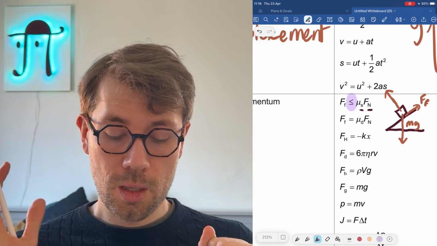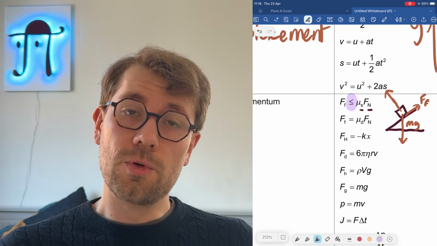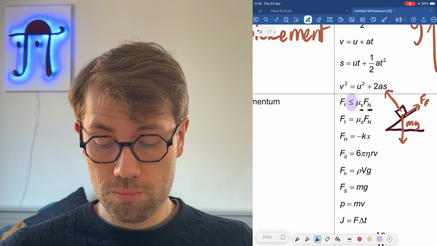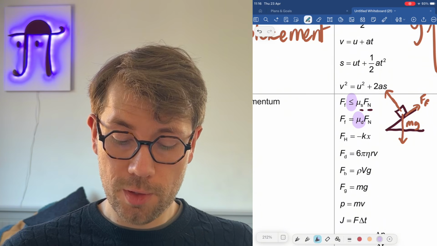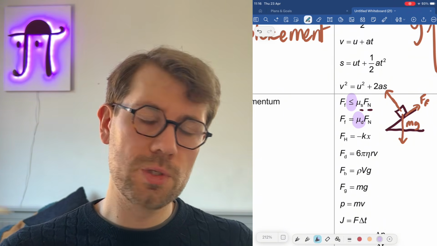And this is when we see all of our problems in the IB. It'll say at the point when the block just starts to move, and then this doesn't become a less than or equal sign, it just becomes an equal sign. We don't have this for dynamic friction, because there's no variation in the amount of friction once it's already moving.